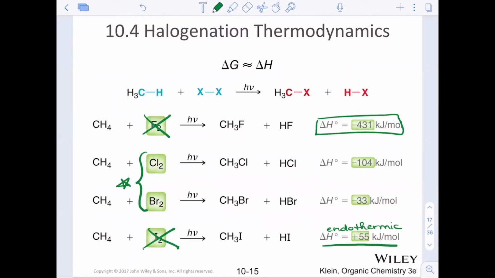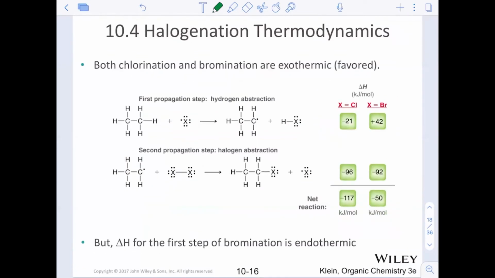Notice though that their delta H's are different. Cl2 has a more negative enthalpy. It's more exothermic than the delta H for Br2. So both chlorine and bromine are exothermic, which is favored.